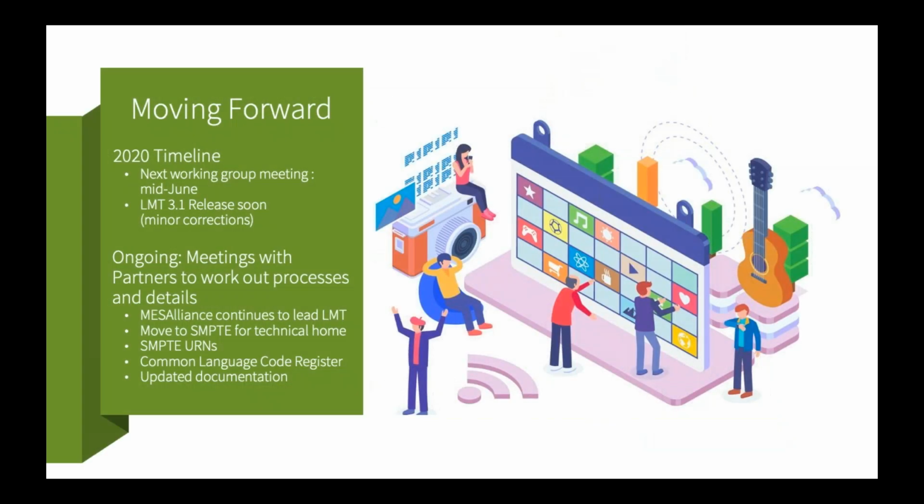Moving forward, we probably have our next working group meeting in mid-June. We're working on the 3.1 release. There are some technical details we're working out. MESA Alliance continues to be the sponsor and to lead LMT, with me as the co-chair. We'll move to SMPTE for the technical home. There will be SMPTE URNs. Currently, we have some in the table that aren't quite what they should be. We're also working on a common language code register and therefore updated documentation.